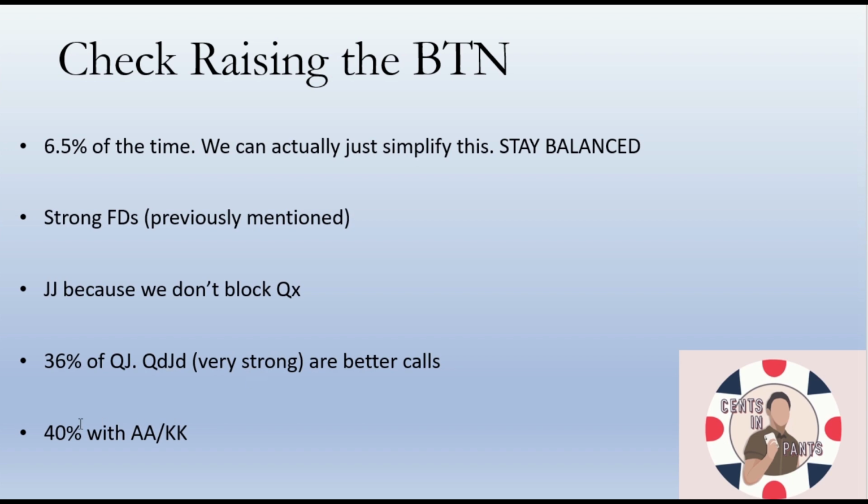And with our overpairs like aces and kings, if we do decide to check, which is somewhere between 20 to 30% of the time, we should be check raising 40% of the time after that and just check calling the remaining 60% of the time.